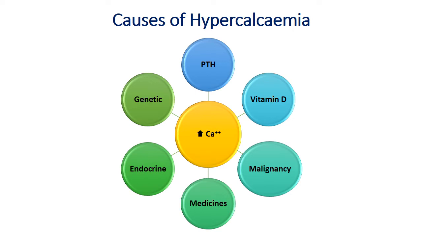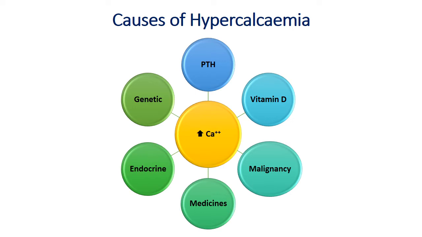Amongst the PTH dependent causes, of course, the most important cause is primary hyperparathyroidism, which could again be due to either parathyroid adenoma, single or multiple, or could be due to parathyroid hyperplasia. Vitamin D can increase the levels of calcium independent of PTH levels, either the use of vitamin D as cholecalciferol in excess, or in certain diseases there is increased endogenous production of 1,25-dihydroxyvitamin D or the active form calcitriol, which leads to increase in calcium.